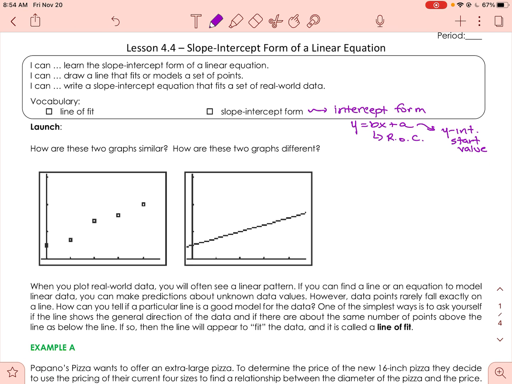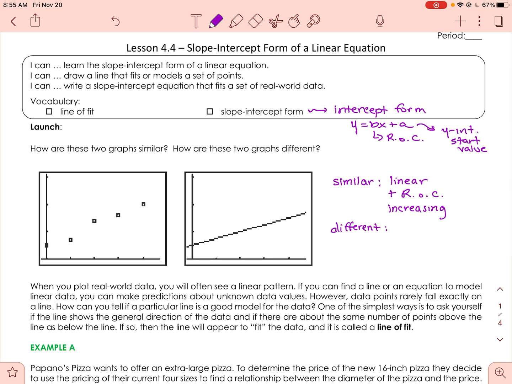So hopefully you've noticed some similarities and some differences in these two graphs. Some similarities that I noticed is that both graphs appear to be linear in shape. What's that mean? That means they both appear to be going in a straight line. Another similarity is that they both appear to have a positive rate of change. How do I know that? Because both lines in this case are increasing, which means that as the x values increase, the y values increase.